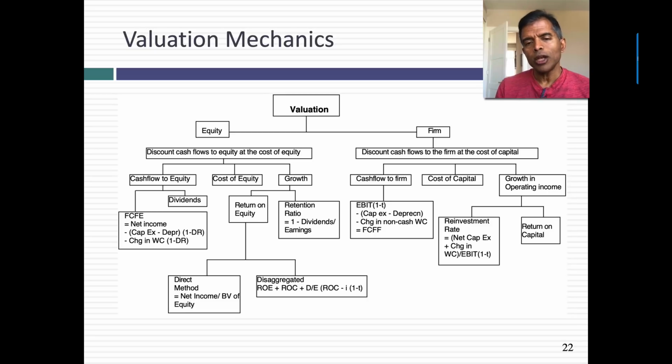So essentially, when you're doing equity focused valuation, everything's equity based. Your cash flows are to equity, your discount rate is the cost of equity, your growth rate is growth in equity income, which is computed with return on equity.